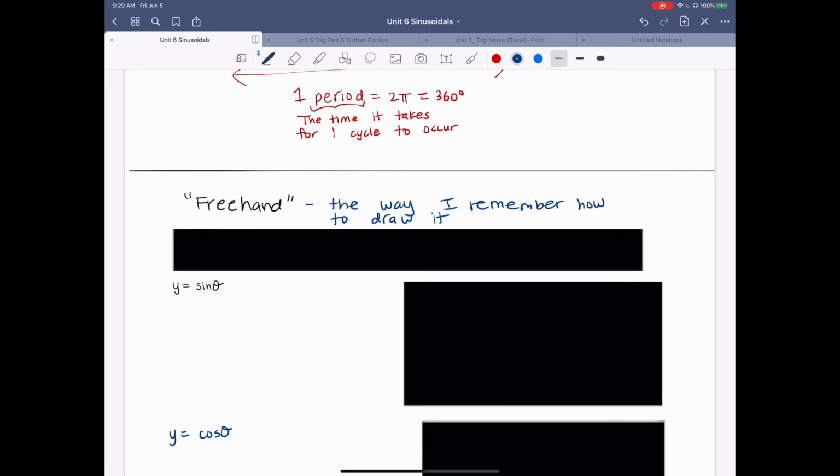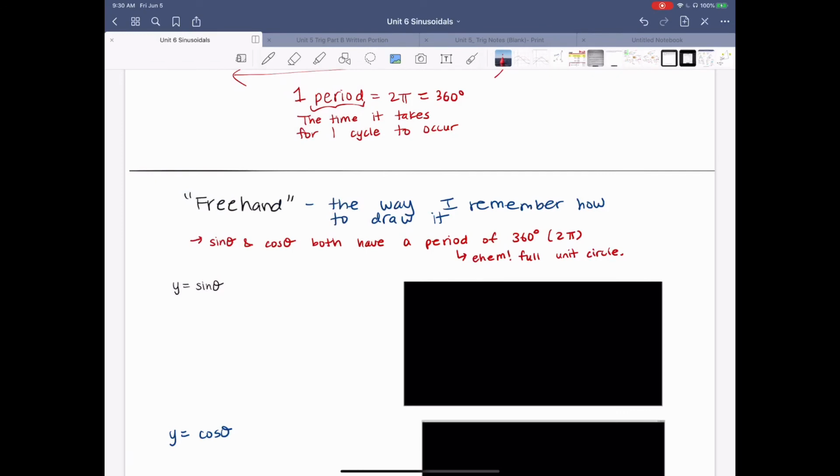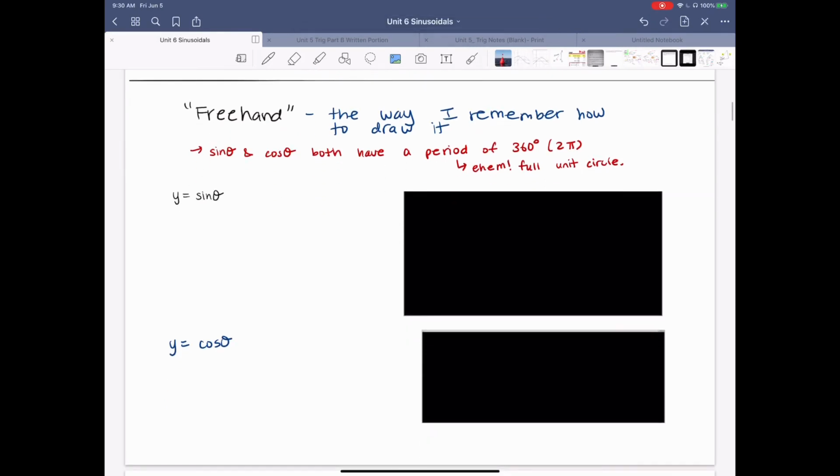So there are a couple of characteristics that I remind myself of when I'm freehand drawing my y equals sine theta and y equals cos theta. So first thing is, sine theta and cos theta both have a period of 360 degrees. So 2 pi, like a full unit circle. So a full unit circle consists of 360 degrees. So that's basically where it's coming from.